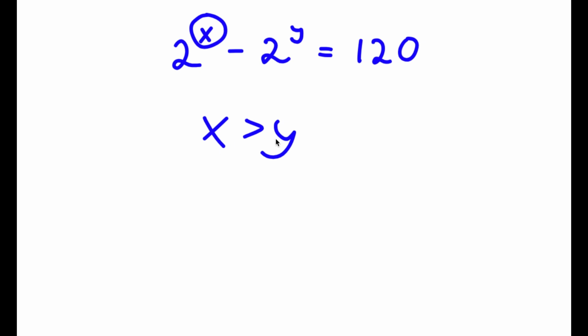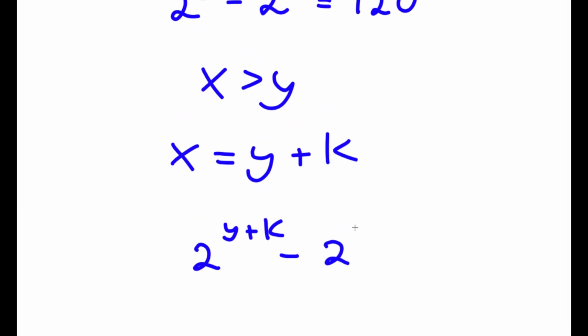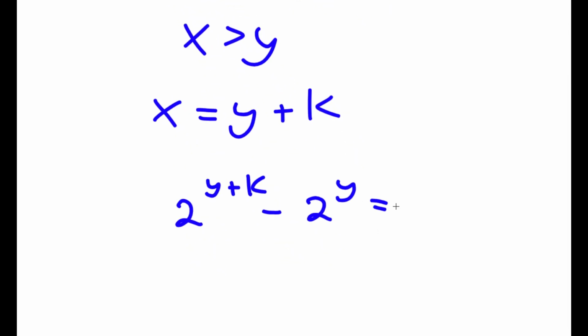So because we know that x is greater than y, we can say that x is equal to y plus some variable k. So now I'm going to replace x with y plus k. So now I have 2 to the power of y plus k minus 2 to the power of y is equal to 120.